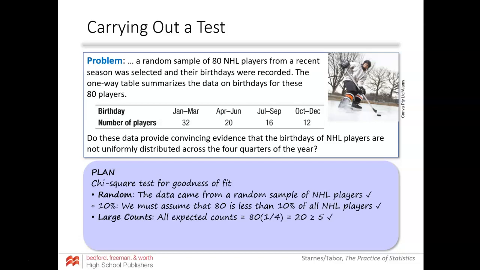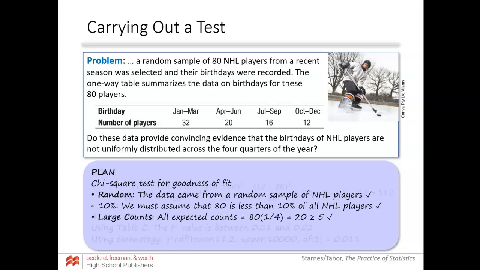The random condition was met because this was a random sample of NHL players. For the 10% condition, I don't really know much about hockey, but I'm pretty sure there's more than 800 NHL players. But I've been wrong before. Remember, as we do these, we're assuming these conditions are going to come out yes. For large counts, we're working off the expected counts, not the observed data. For each of those quarters, you would expect a quarter of the 80 players, so 20 in each birthday quarter. And 20 is obviously greater than 5.